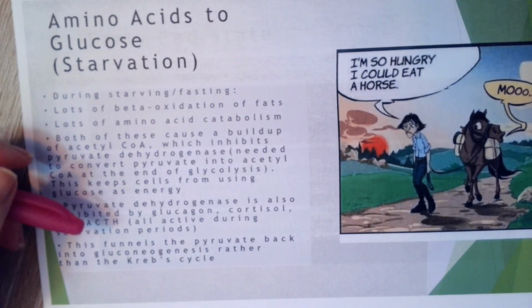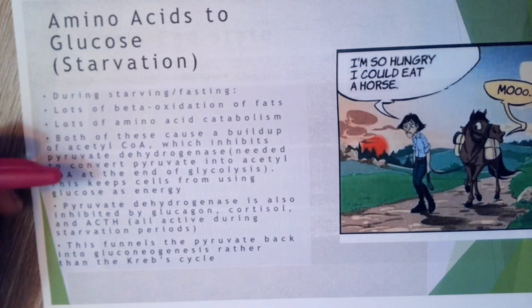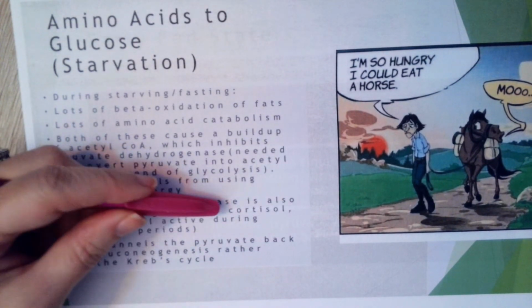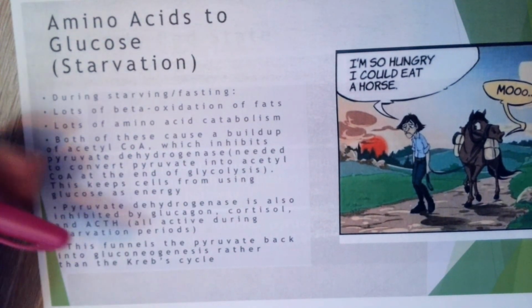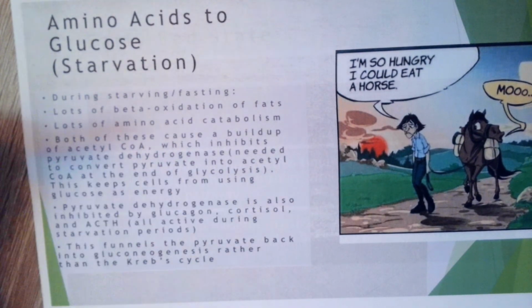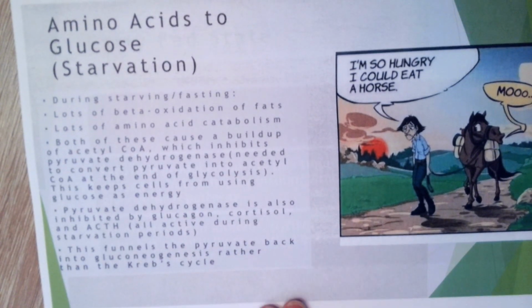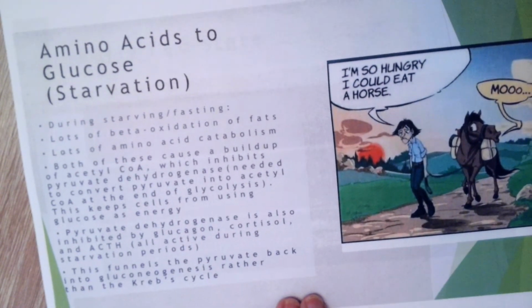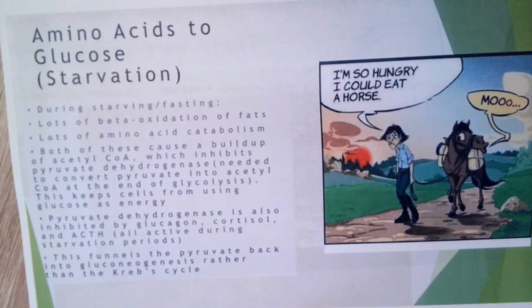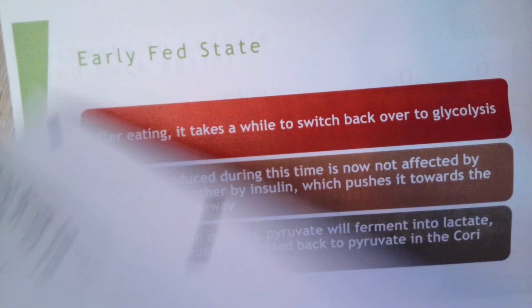Also, adrenocorticotropic hormone and cortisol are linked because adrenocorticotropic hormone stimulates cortisol. So those two are working together as synergists. But the whole point is just to push pyruvate back into gluconeogenesis so that you are making glucose rather than burning up whatever small amounts of glucose you have for the Krebs cycle.